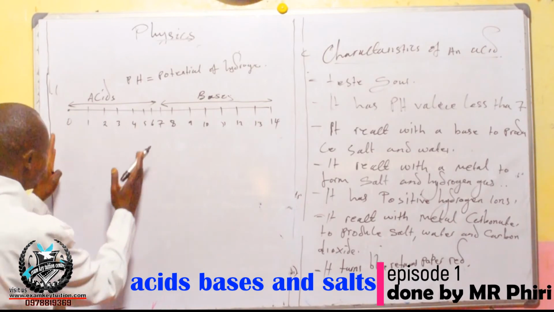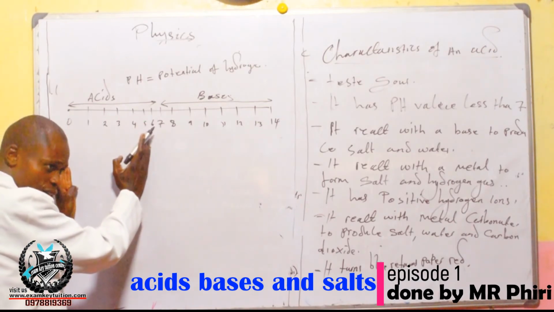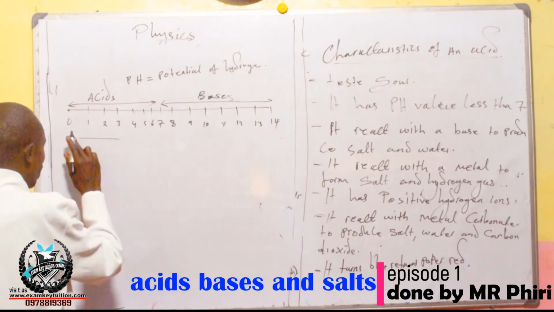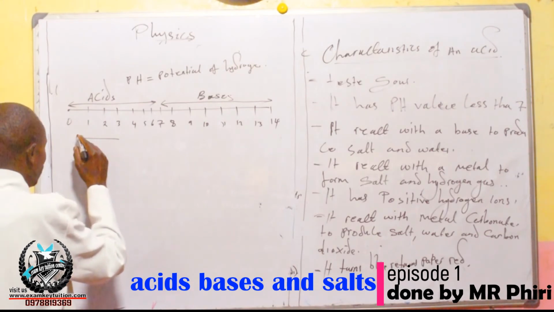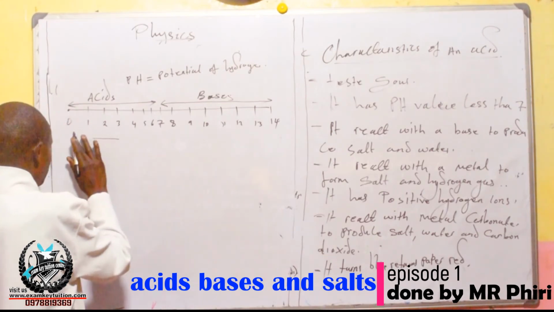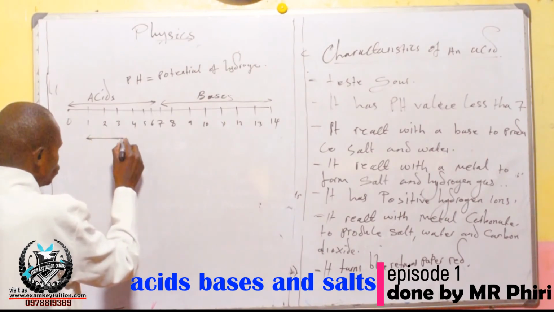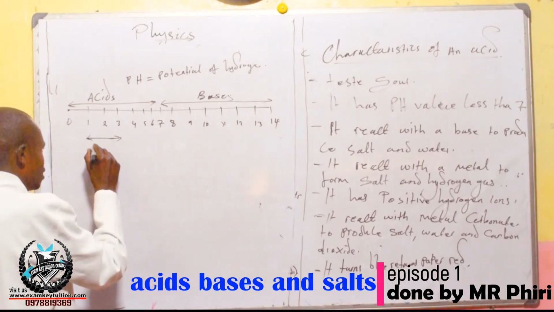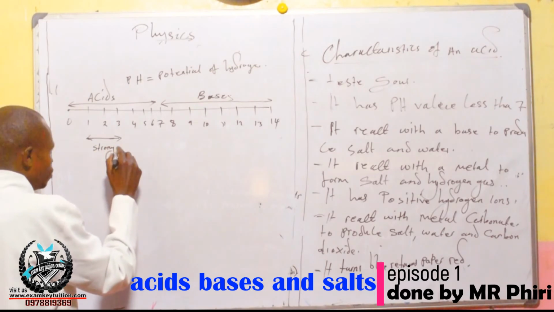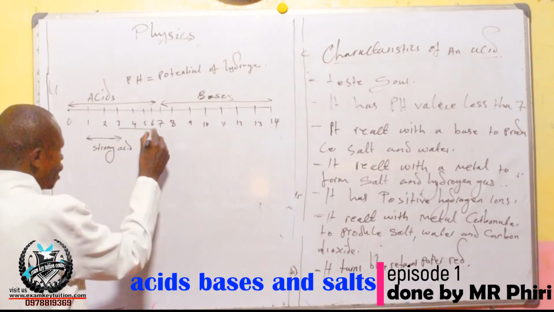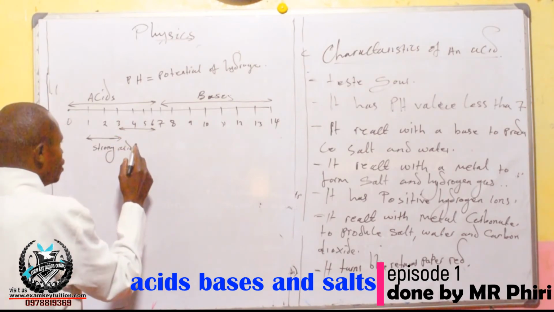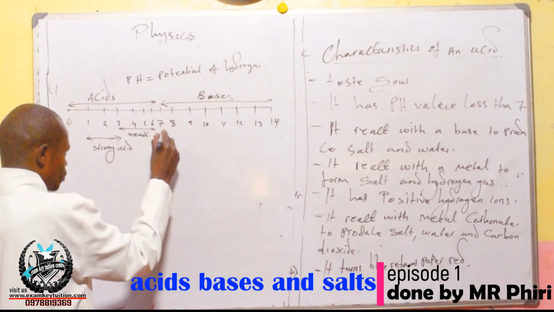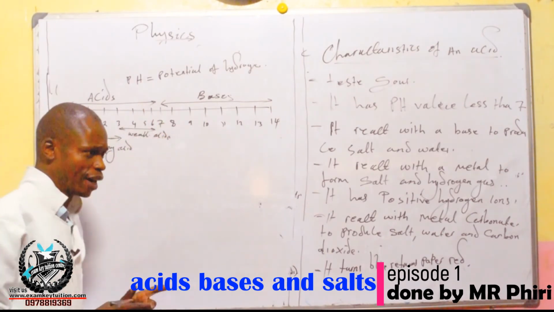Now, since an acid can be strong or weak, those which are strong acids are between 0, but the best one is 1, to somewhere around 3. These are strong acids. So weak acids are from 3 to 6. Okay, hope you have understood.